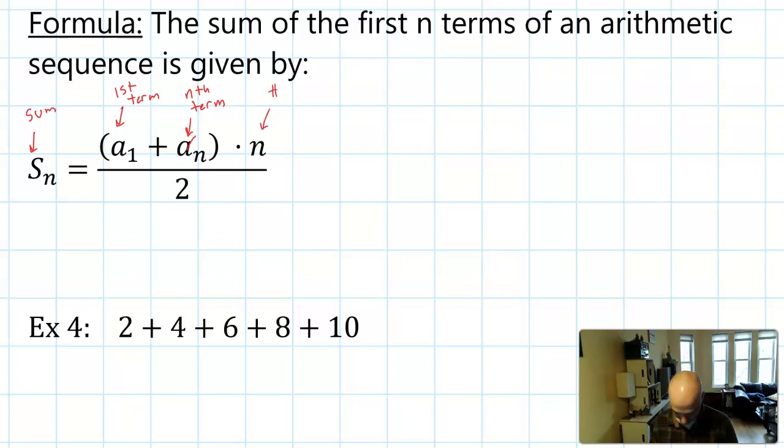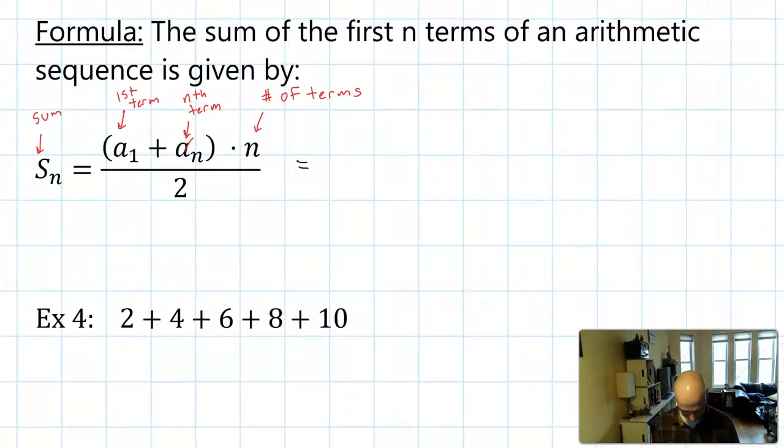N is the number of terms in the sequence that you're adding up. And then 2 is 2. That's the number 2. So you take the first term plus the nth term, multiply it by the number of terms, and then divide by 2. And again, we're going to explain why this is in a minute after we do the example.